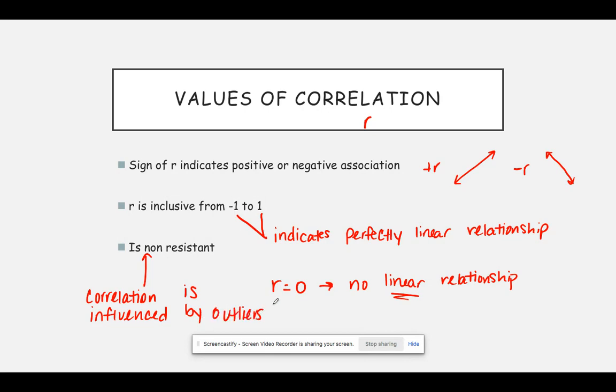Just like we talked about, the mean was a non-resistant measure of center. If you had outliers in your data, then the mean was pulled towards those outliers. And it's the same idea here with correlation. If you have outliers in your scatter plot, it could potentially impact the correlation.